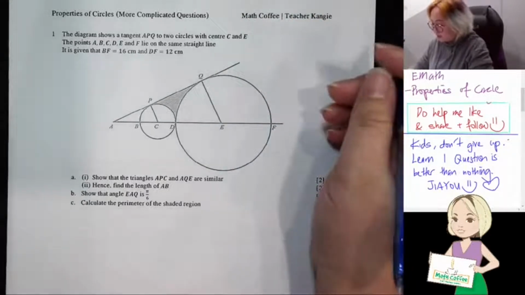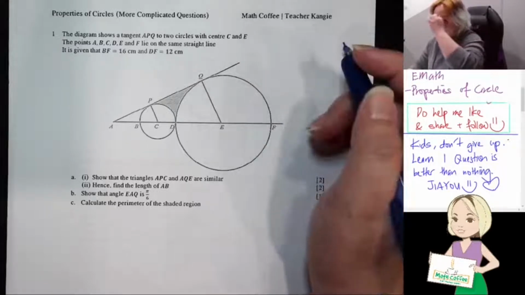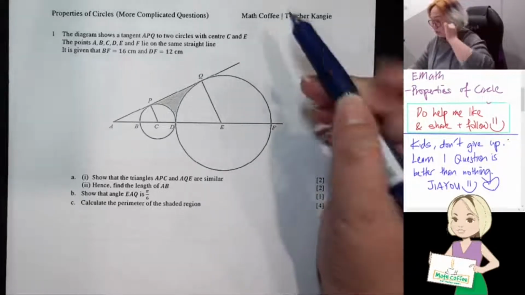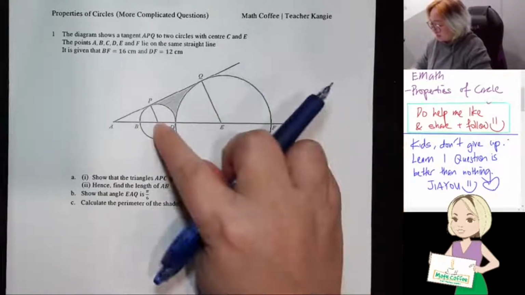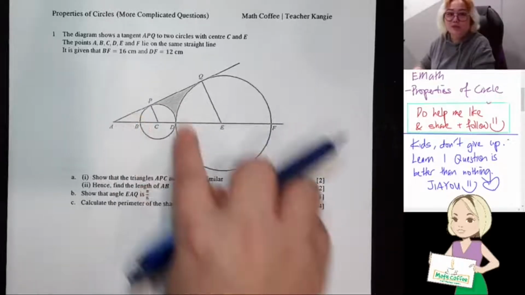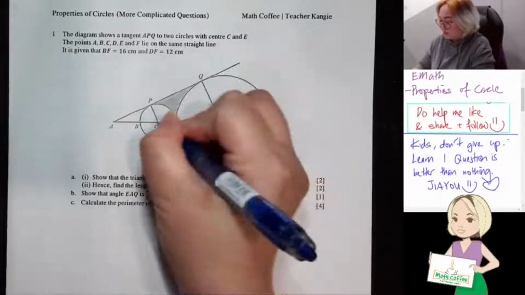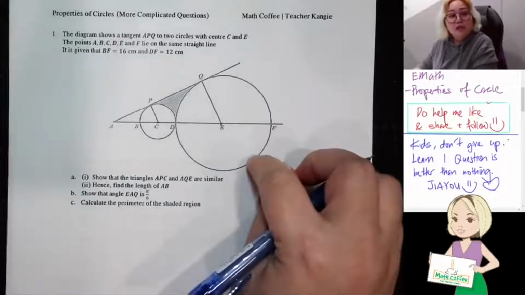So over here, the diagram shows a tangent APQ, with the center C and center E. So there's actually two circles here, the big circle and the small circle. They are showing that this one is the center for the smaller circle, and this is the center of the bigger circle.